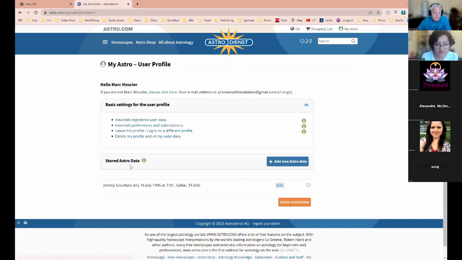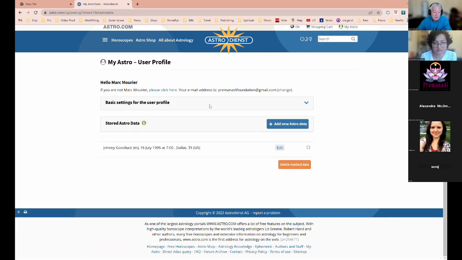Okay. So, stored astro data. There it is. Now we need to admit up here. All right, so now we're going to go to stored astro data. Why is this not on here? Okay, stored astro data, basic settings for the user profile. If you're Mark Moore, you click here.